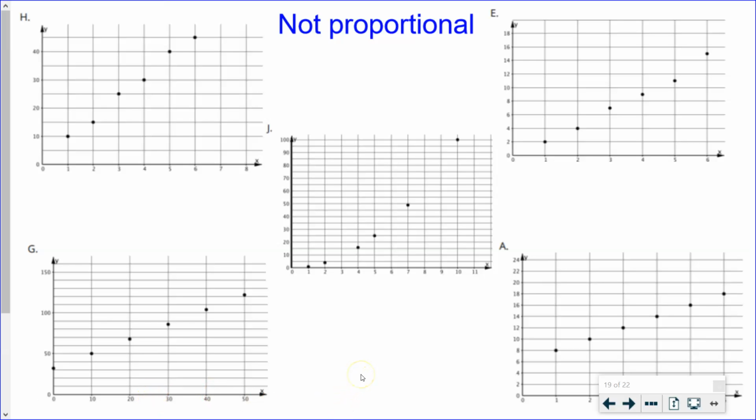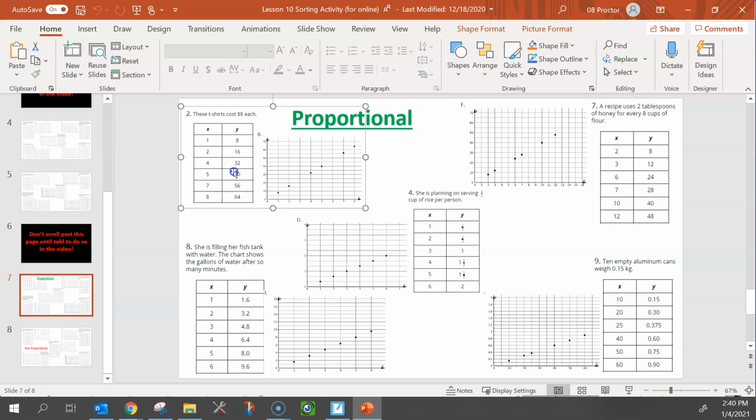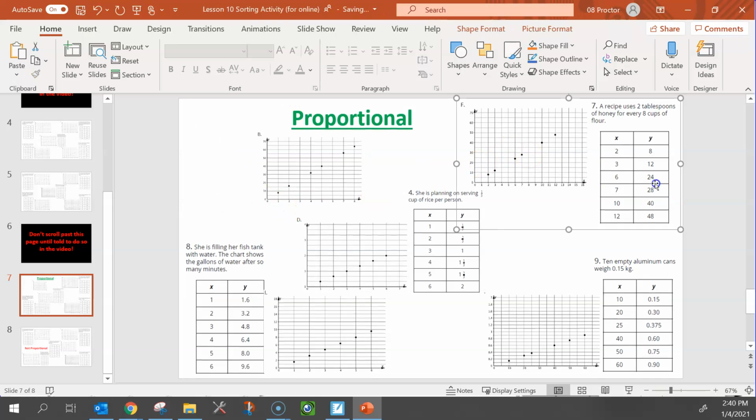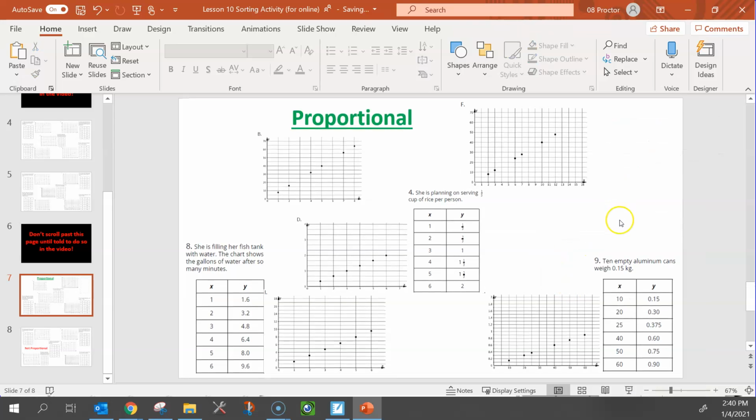Online learners, you can edit your own PowerPoint so that you can have a slide of just proportional graphs and another slide of just non-proportional graphs. So again, for you online learners, since we're just focusing on the graphs, you can go ahead and get rid of the tables. So you can just delete that table. I'm ungrouping these so that I can get rid of just that table because our focus is going to be just on these graphs. So whatever you need to do, get it to where you're just focusing on the graphs.